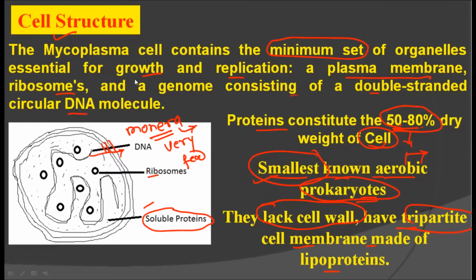So in the cell structure, we have seen that the very minimum cell organelles are present in a mycoplasma. They are plasma membrane, ribosomes, and DNA molecule. They lack the major membrane-bound organelles like Golgi complex, endoplasmic reticulum, nucleus, etc. Now, the protein present in the cells constitutes nearly 50 to 80%, they are the smallest non-aerobic prokaryotes, and they lack the cell wall, and instead they have a tripartite three-layered cell membrane.